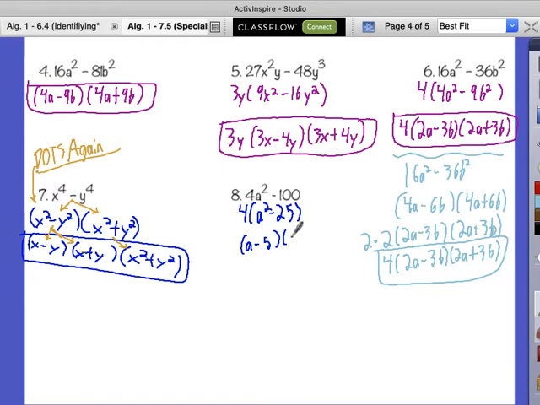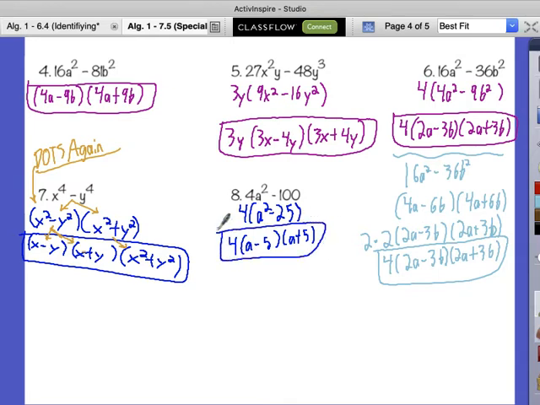Yep. A plus 5. Yeah, with the 4 on the outside. You do the square root of the first, a, square root of the second, 5, subtraction. Square root of the first, a, square root of the second, 5, addition. One's subtraction, one's addition. We don't care about the order. I think Victoria, you put addition and subtraction. That's perfectly fine. So we get that right.